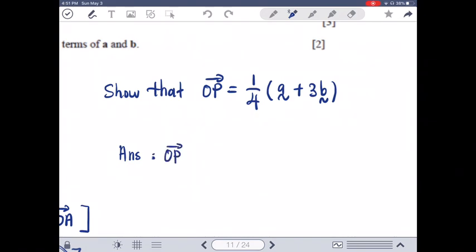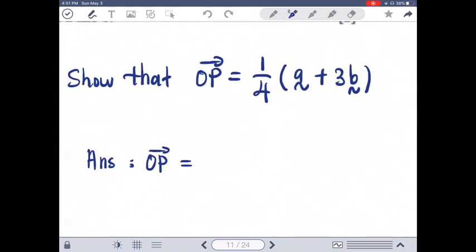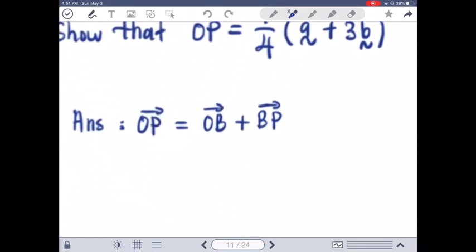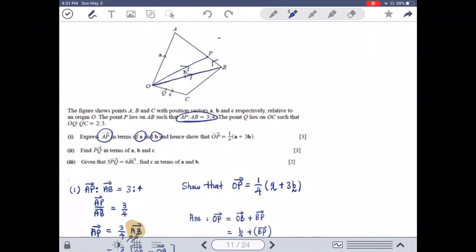OP is just equals to OB plus BP. Vector OB plus vector BP. Okay. So which is just equals to vector B plus vector BP. So our challenge is to find vector BP.